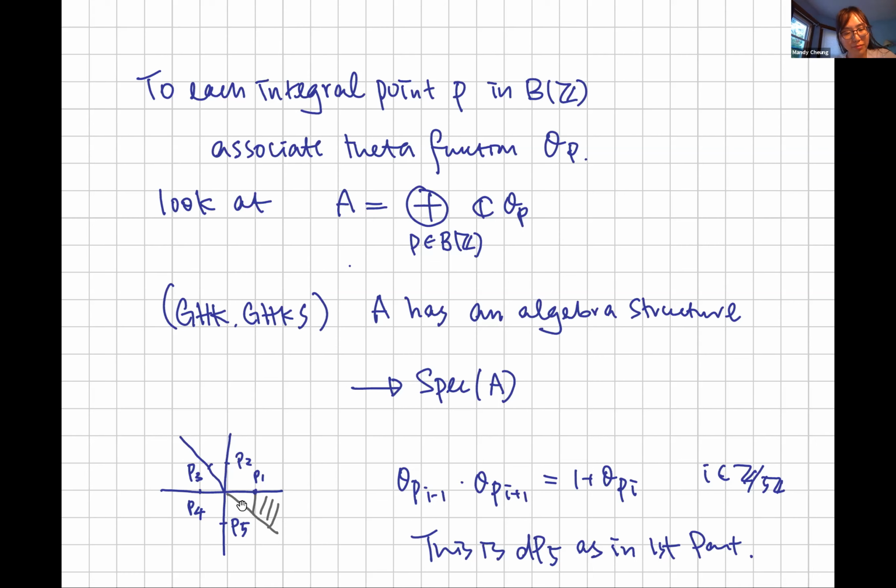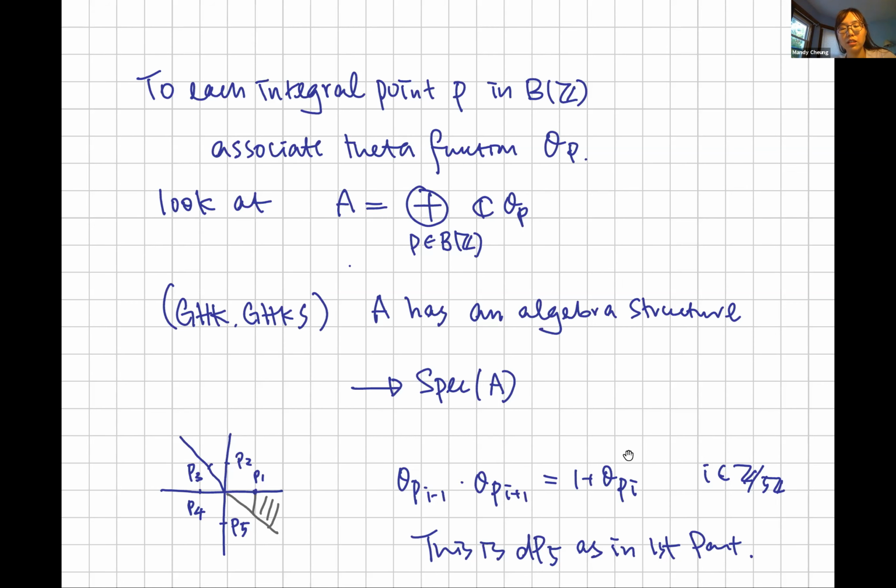And then you can calculate that the theta functions carry this multiplication structure, and they have the same polar structure. So here I can see that, because we calculated in the first part that DP5 is coming from the algebra of theta functions with this relation. And here, even though we have changed a bit in our scattering diagram, the algebra structure is still the same. So you can see this is still just giving us a DP5 in this canonical scattering diagram setup here.